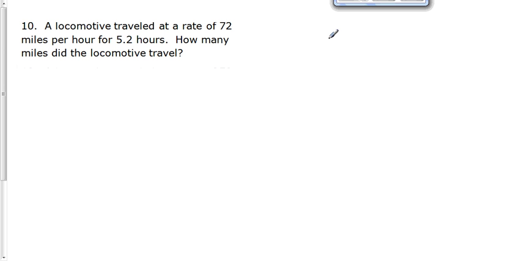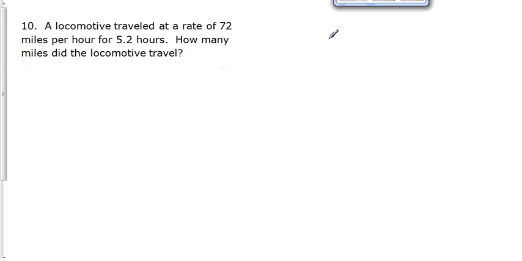Okay, looking down to problem 10. A locomotive traveled at a rate of 72 miles per hour for 5.2 hours, or 5 2/10 of an hour. How many miles did the locomotive travel?